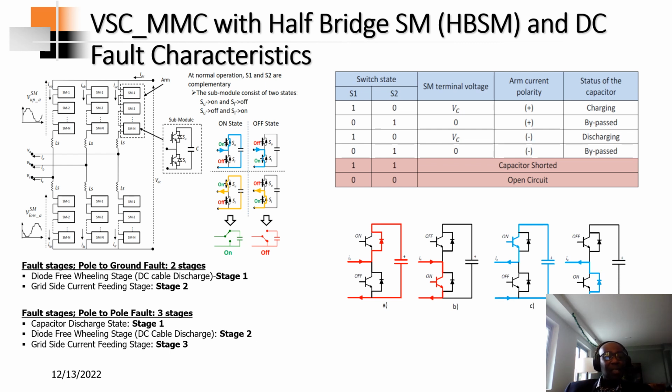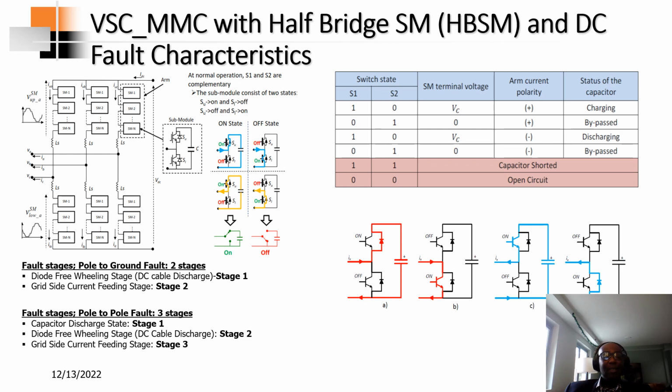Next is pole to pole fault characteristics. For pole to pole, on the other hand, we have 3 stages compared to pole to ground. For a pole to pole fault, you have a complete pole to pole short, so voltage basically goes to 0. The submodule voltage goes to 0, which requires a full discharge of the capacitor of the submodule. That is considered stage 1, full discharge of the capacitor.